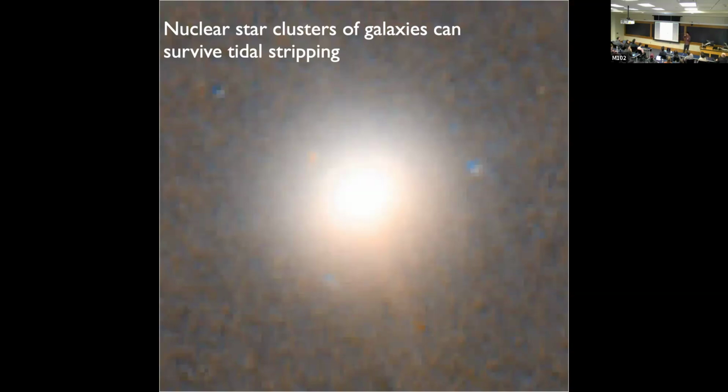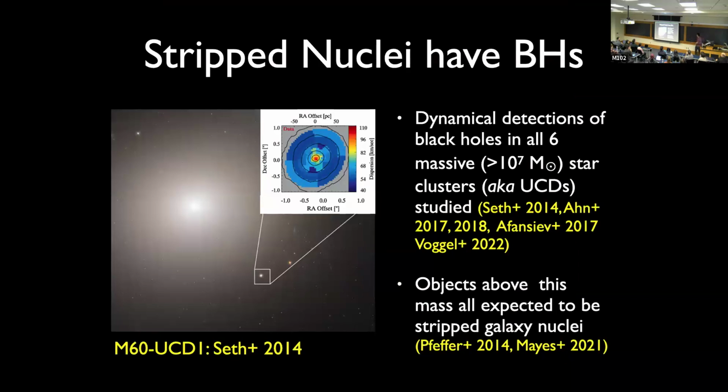And so even after a galaxy interacts with another, like, for instance, Sagittarius is interacting with the Milky Way right now, its nuclear star cluster is a Messier object, M54, and it won't get destroyed. It'll keep orbiting around in our galaxy. So we think that these nuclear star clusters survive this tidal stripping and are probably living on in the halos of our galaxies. And these objects turn out to have black holes in them as well.